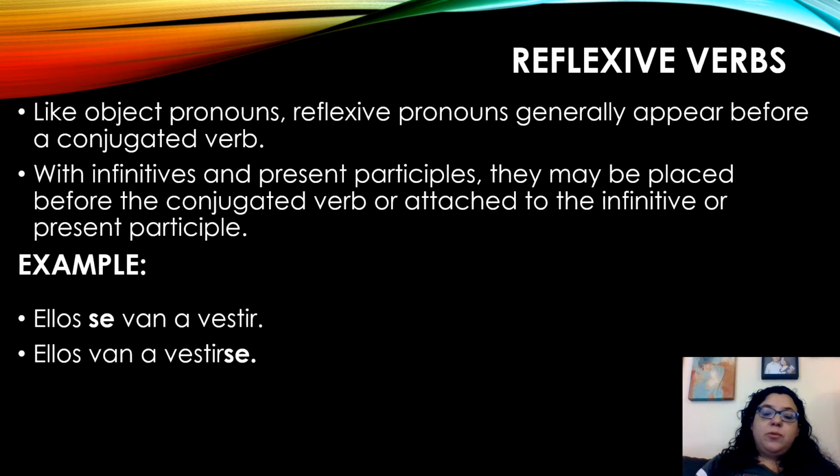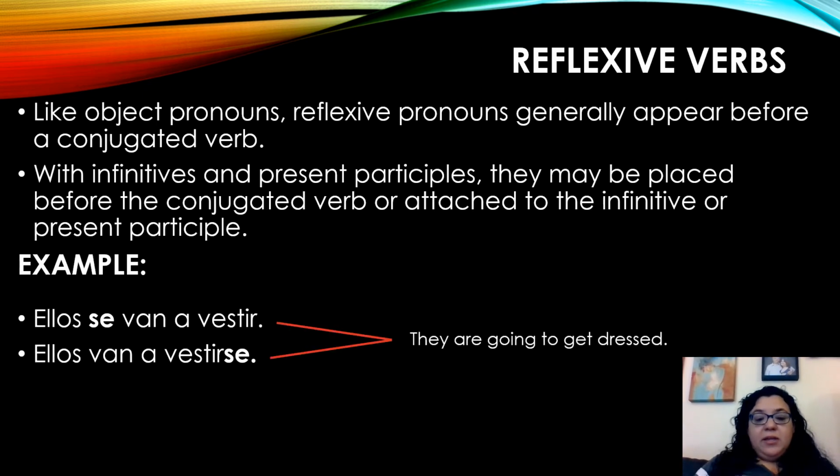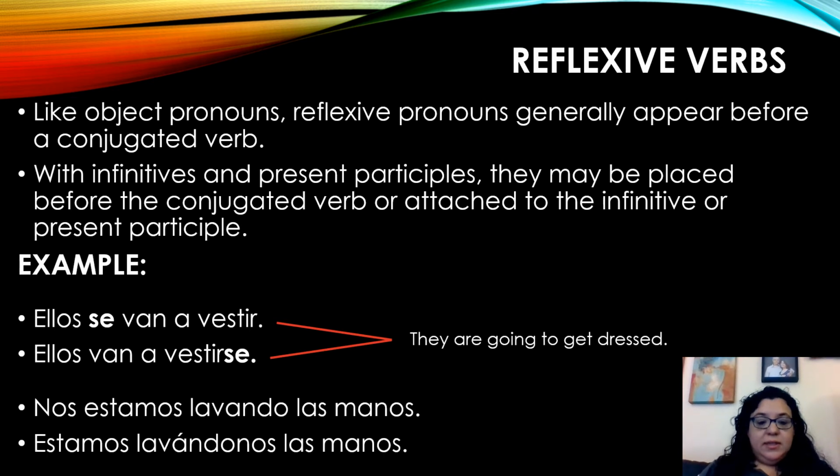And we have the option of putting it before the conjugated verb, which in this case is the verb ir, or we can attach it to the infinitive, which would be vestir. Now, in this case, again, you say vestirse because ellos is your subject. If I was talking about myself, I would say yo voy a vestirme or me voy a vestir. So I would use me for your reflexive pronoun. And in both of these occasions, it means they're going to get dressed.